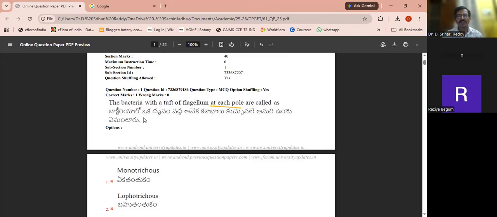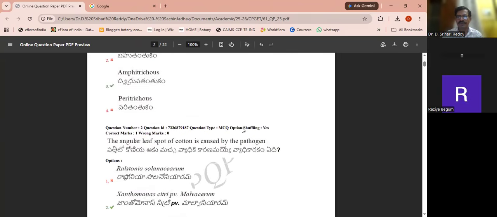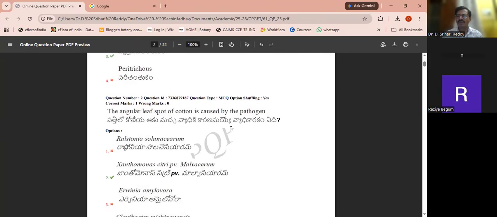In Telugu it says many flagella at one pole, so there is a problem in the translation. So you should read, even though you belong to Telugu medium, you must read the question in English also. Okay, so that is the first question. What I want is that we go slowly, we analyze the questions, how they ask.